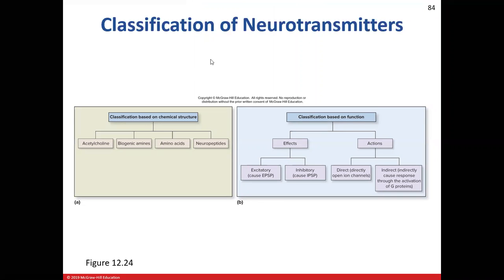So here's just kind of a flow chart. It gives us the classification based on chemical structure and the classification based on function from their effects, whether they're excitatory and inhibitory, or their actions, whether they're direct action or indirect action.